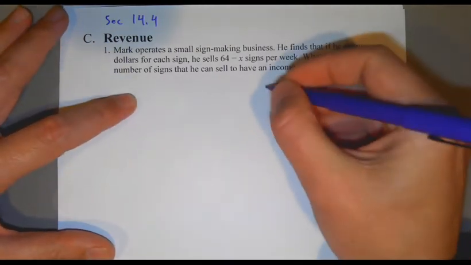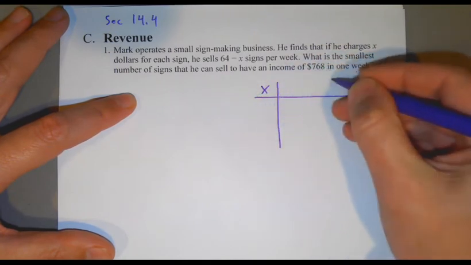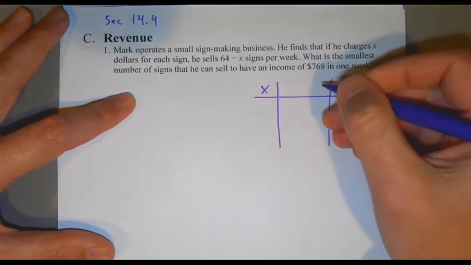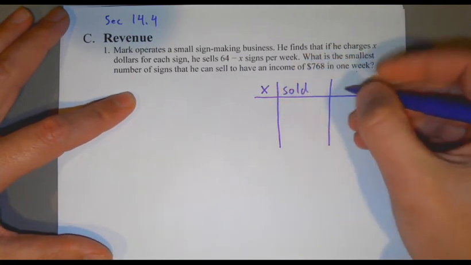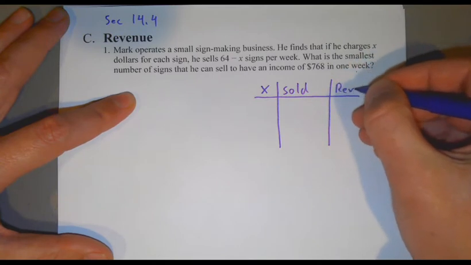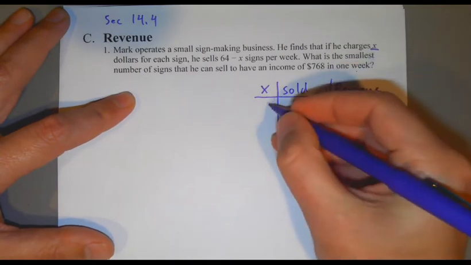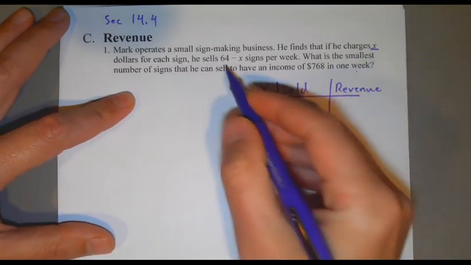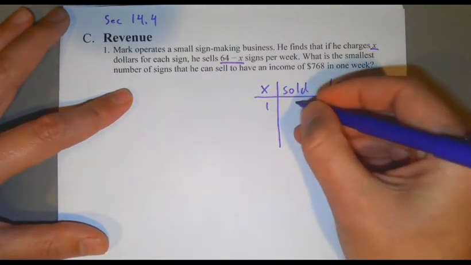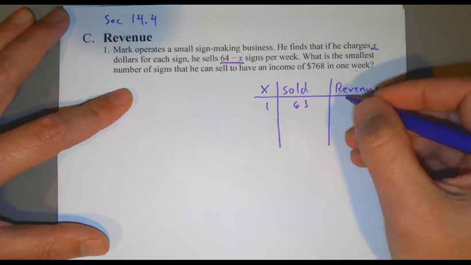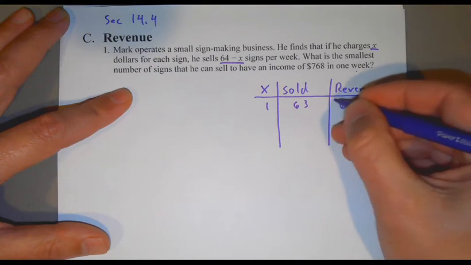So we were playing with this idea that we could do some investigations. If we sell it for, say, $1, how many are we going to sell? He sells 64 minus X, so that would just be 63. And if you sell them for $1 each and you sell 63, how much money are you going to make? You're going to make 63 bucks.